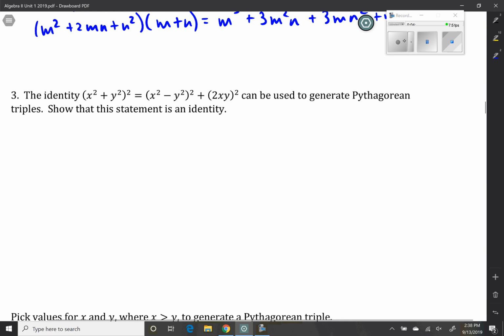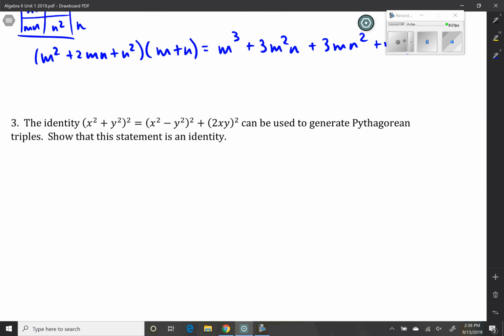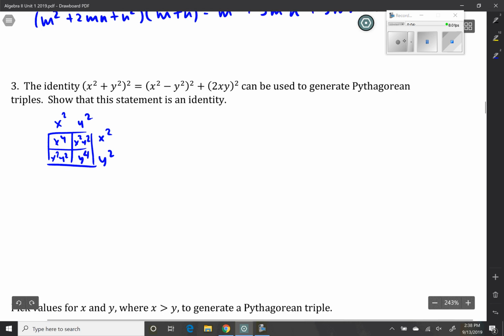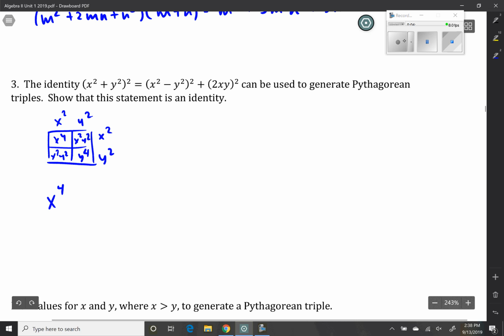Number 3, the identity x squared plus y squared, quantity squared, is equal to x squared minus y squared, quantity squared, plus 2xy squared can be used to generate Pythagorean triples. Show that this statement is an identity. So we want to show that both sides of this equation are the same. So if we rewrite this, do some tabular stuff here. So I have x squared, y squared, x squared, y squared. So I have x to the fourth, x squared y squared, x squared y squared. Remember, alphabetical there is best. And y to the fourth. So the left-hand side here is going to be x to the fourth plus 2x squared y squared plus y to the fourth. We're just doing algebra. That's all we're doing here.